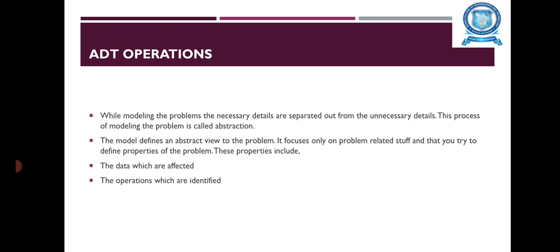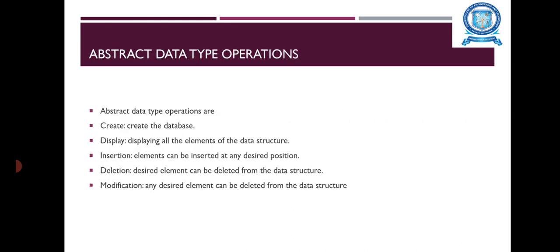Next one is the ADT operations. While modeling problems, the necessary details are separated out from the unnecessary details. This process of modeling the problem is called abstraction. This model defines an abstract view of the particular problem. It focuses only on the problem-related stuff, and you try to define the properties of the problem. These properties include the data which are affected, then the data which are identified, the data type, and the abstract data type operations.